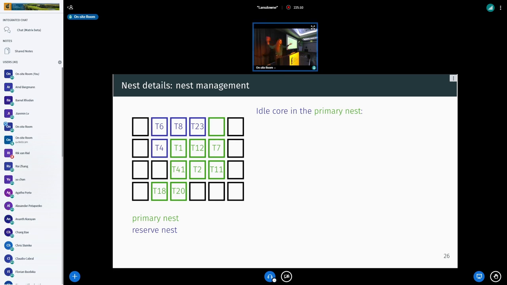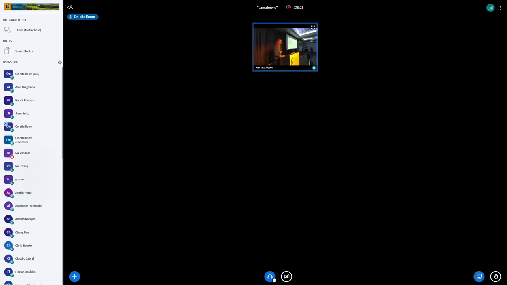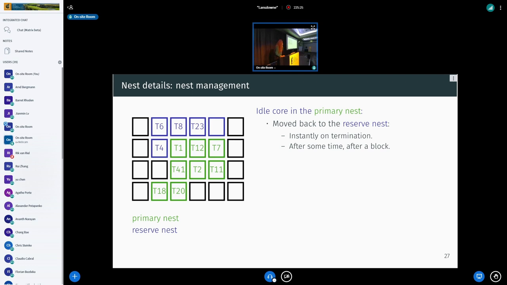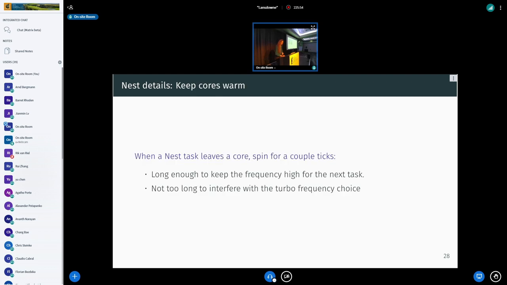Of course, we don't want the primary nest to just grow and grow forever, because then we'll just go back to the CFS situation where we're searching over more cores than are really necessary. And so then we have some kind of garbage collection for these cores as well. So if a task terminates on a core in the primary nest, then we figure, okay, we don't need this core anymore. It goes to the reserve nest so it can come easily back, but we think for the moment we don't need it. And if a task goes to sleep, we keep it in the primary nest for a couple of ticks, but then after a while we say, okay, we can go to the reserve nest as well because it might not wake up for a long time. So that was the idea of reuse. We have a small nest in which we search for things.